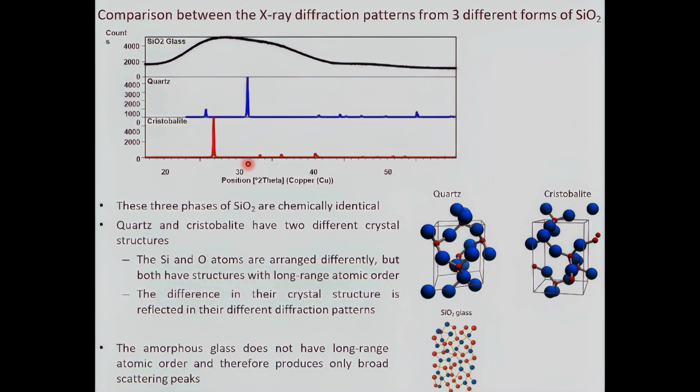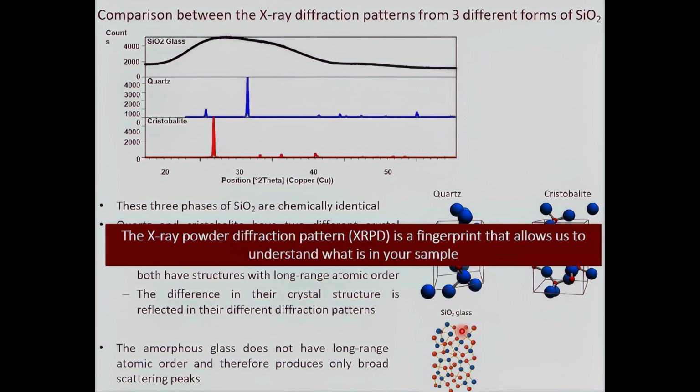Why do we have this difference? Because even if they are constituted by the same elements, silicon and oxygen, you can see here that they have a completely different structure, okay? And because the X-ray powder diffraction pattern is a fingerprint of your crystal, from there you can obtain and reconstruct all the information that you need about that specific crystal. Okay, thank you.